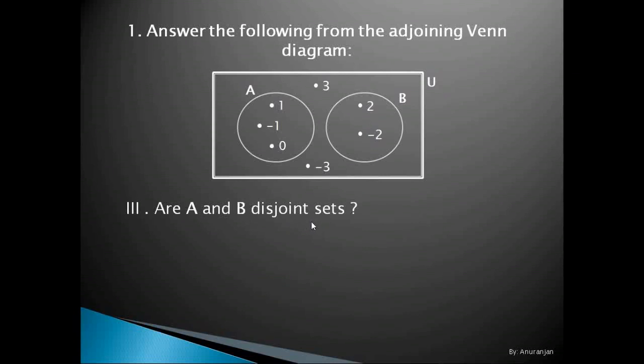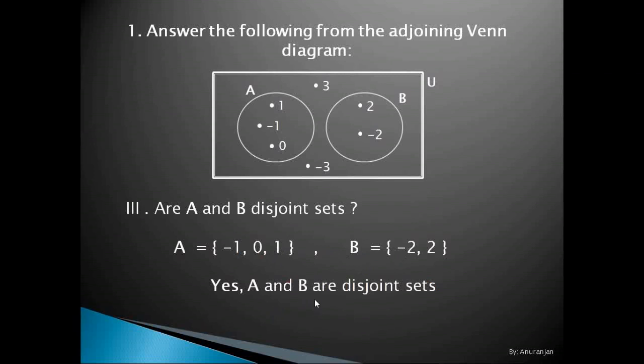Next, are A and B disjoint sets? Now what did we learn about disjoint sets earlier? That two sets are said to be disjoint sets when there is no element common between them. So is there any element that is common between the two sets? No, we can clearly see with the diagram here that there is no element that is common between A and B. So we can say yes, A and B are disjoint sets.